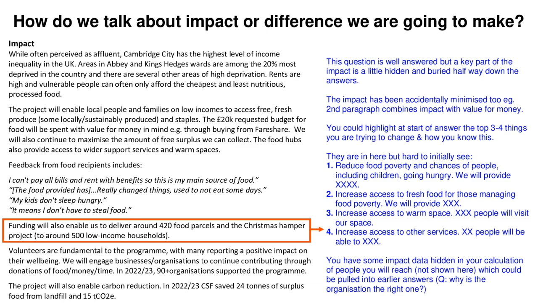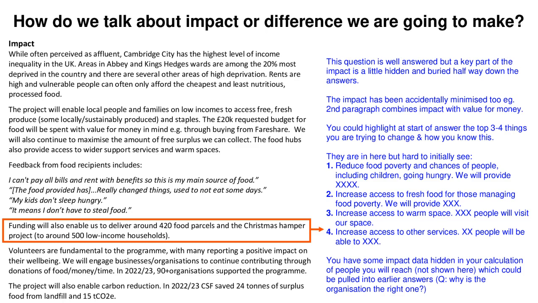So I definitely wouldn't get rid of that. I would just elevate and really hit home the actual changes you're going to make, the impact on your community for this particular funder in the context of this question.